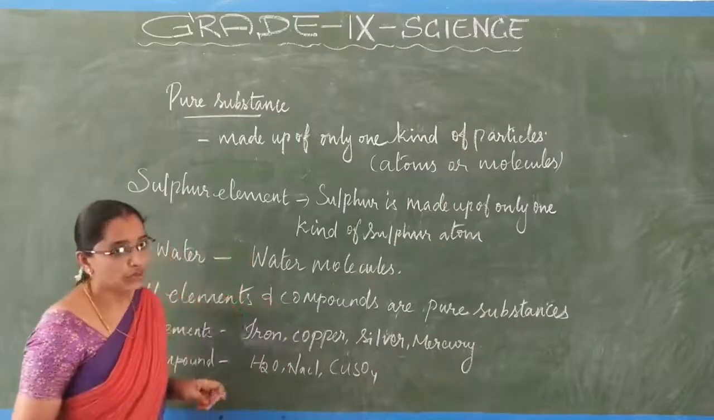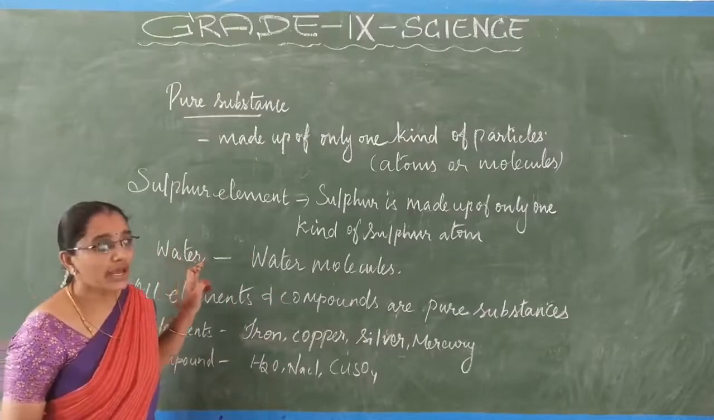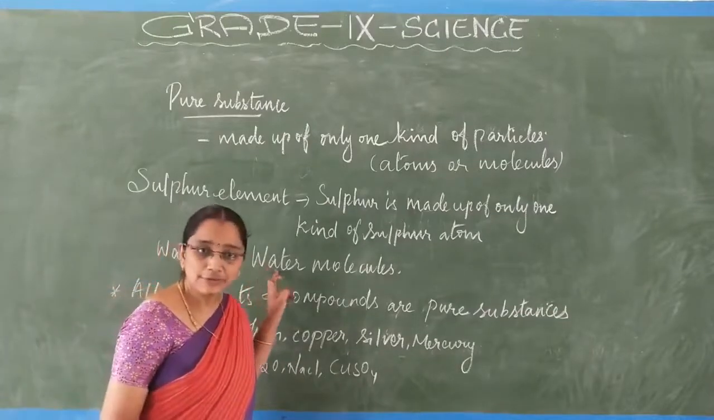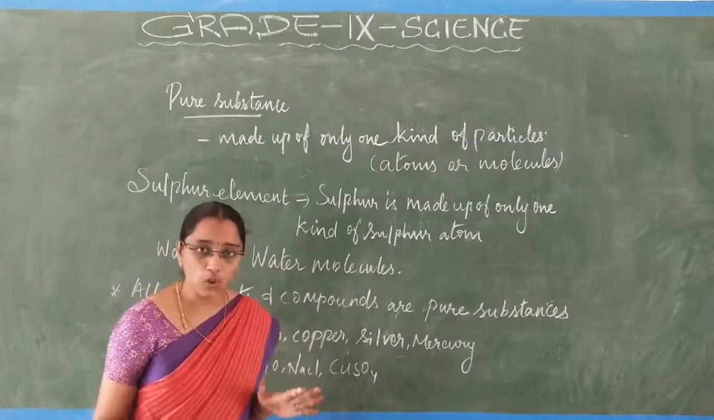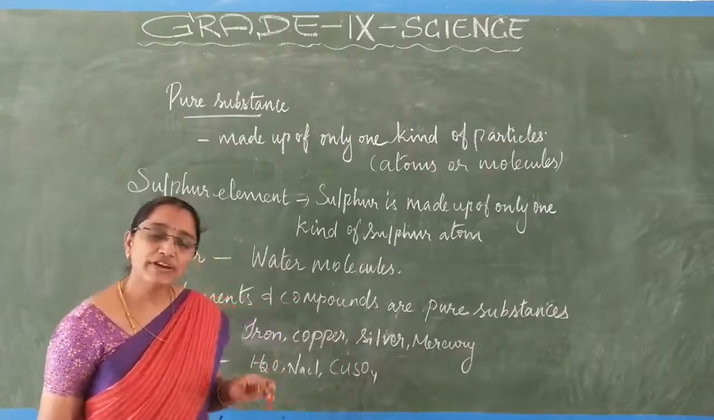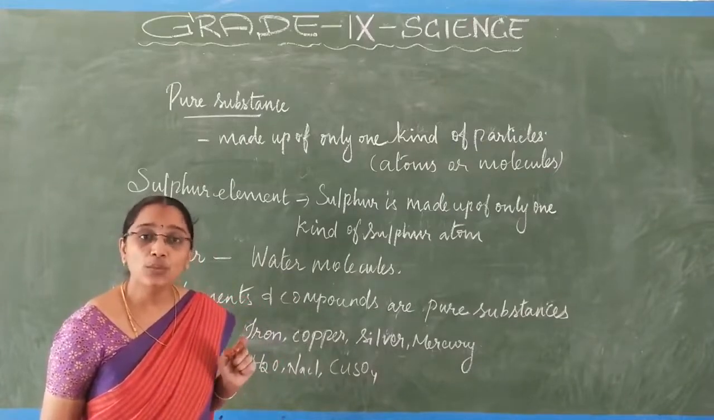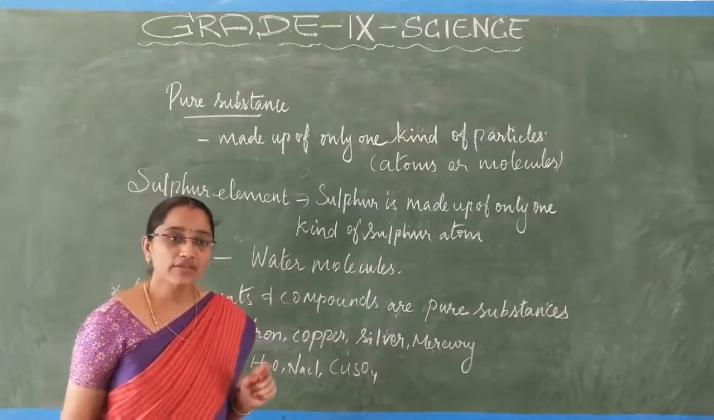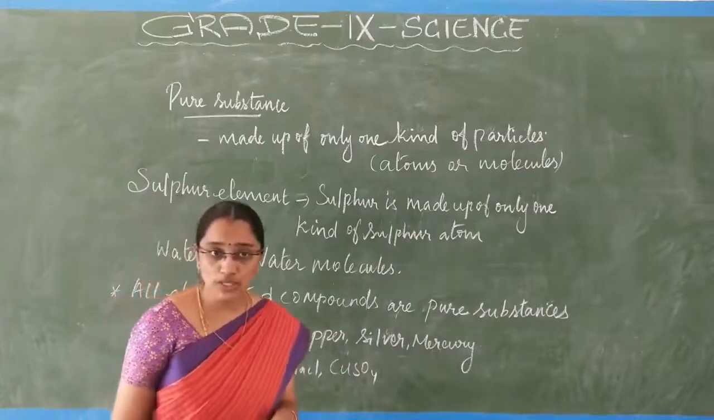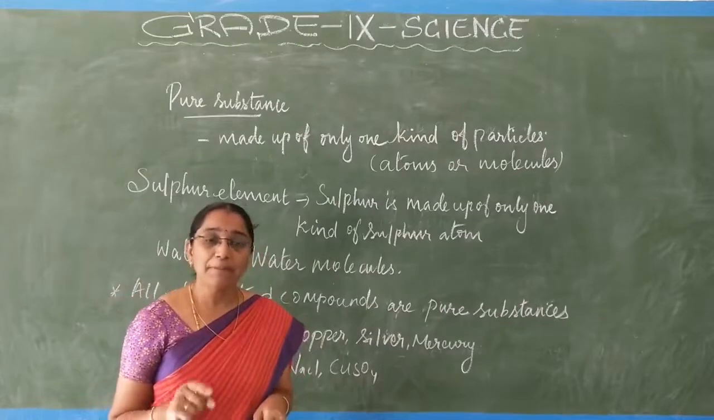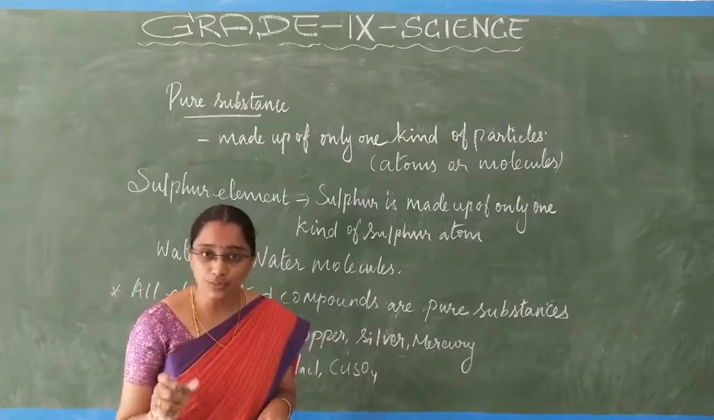So, I have given you two examples here: one is sulfur and the other is water molecules. When I take the sulfur element, it is made up of only one kind of particles, sulfur atoms alone. A water molecule is also made up of only one kind of particles. When we take hydrogen and oxygen, they combine together to form a water molecule. But the water molecule is made up of only one kind of particles, H2O.